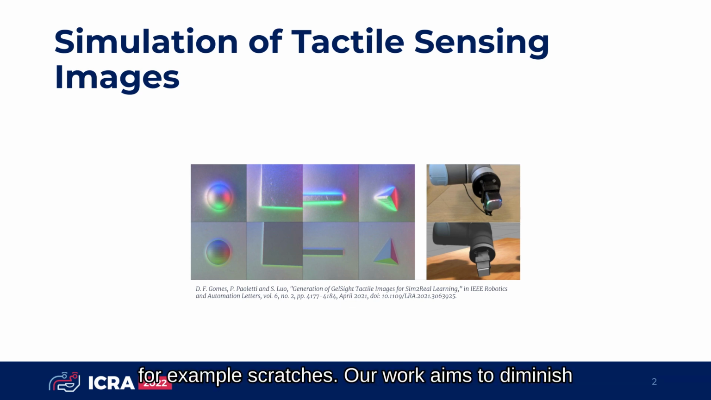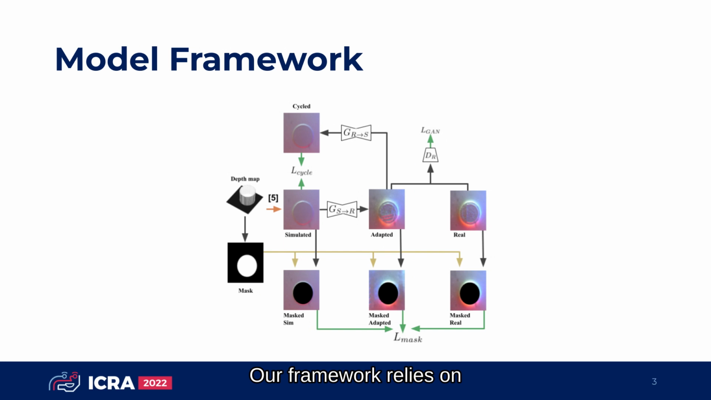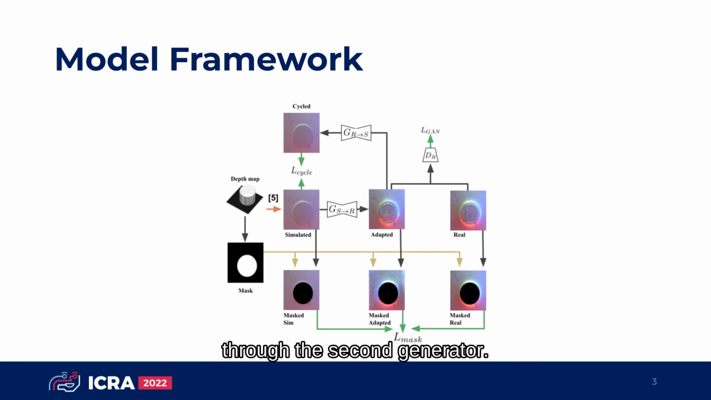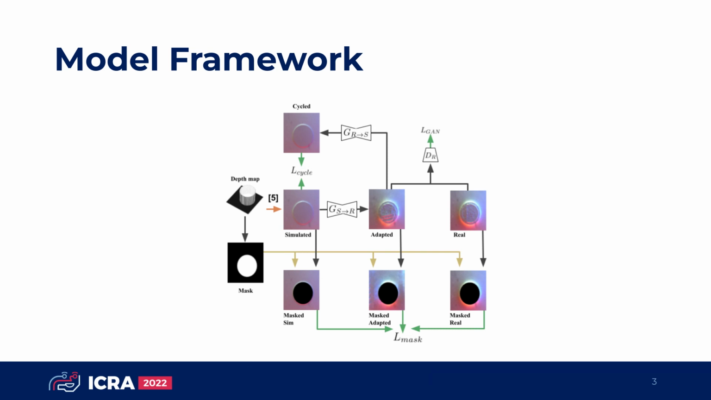scratches. Our work aims to diminish the gap between the simulated and the real images by injecting those artifacts into the simulated images. Our framework relies on the CycleGAN architecture, where we take our simulated image, we map it to the domain of the real images through a generator, and then map it back to the domain of the simulated image through the second generator. We compute the adversarial loss, and we compute the cycle loss accordingly.